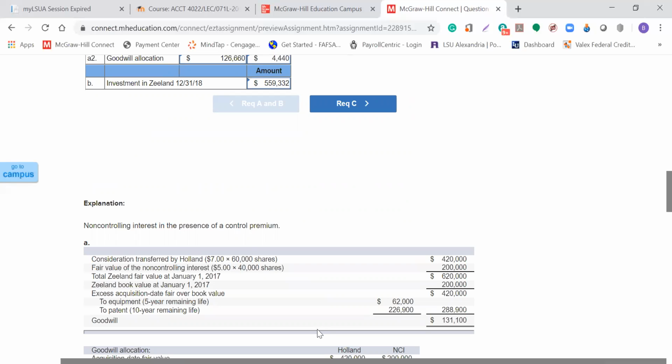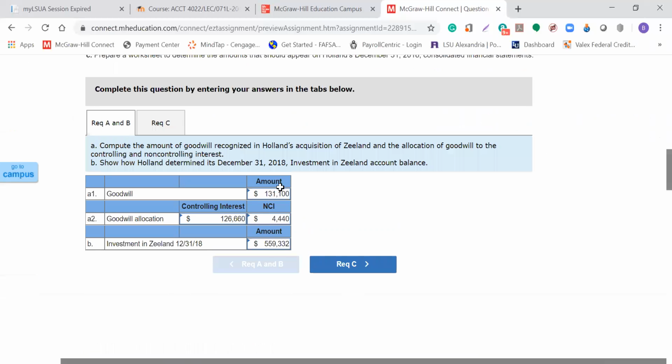The excess acquisition date fair value over book value is $420,000. The equipment with 5 years remaining life is $62,000, and the patent of $226 gives you $288, giving you goodwill of $131,000. Again, that's your calculation for goodwill. Okay.